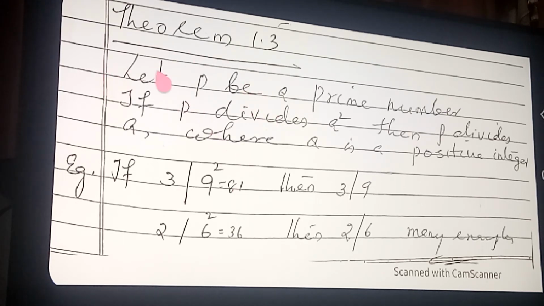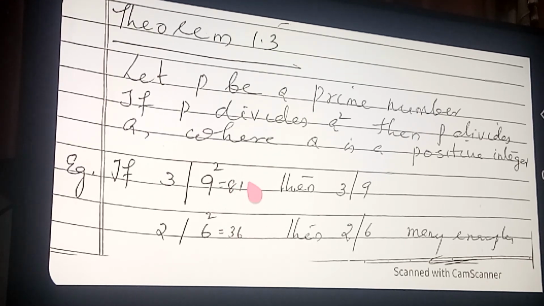It is a very important theorem for understanding theorem number 1.4. You need it there. So let p be a prime number. Understood the meaning? If p divides a square, that is, p divides the square of any number, then surely p divides the square root of it, that means a. Understood? So listen to the example; with an example you will get a clear idea. See here what the teacher has written. If 3 divides 9 square, that is 81, surely 3 divides 81.